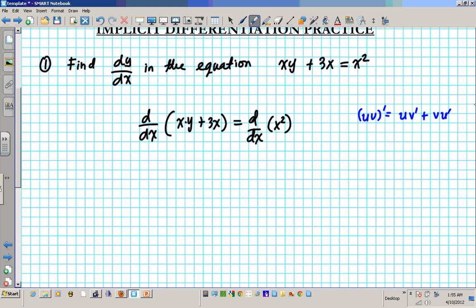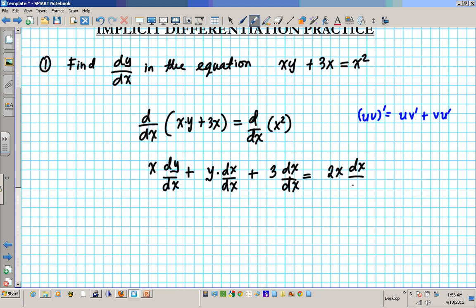So that's what we're going to do here. x is my u, so x comes first, times the derivative of y, which is 1 times dy/dx, plus, now we do the reverse, y times the derivative of x, which is 1 times dx/dx. Plus the derivative of 3x, which is just 3 using the constant rule, times dx/dx, equals, and here using the power rule, 2x, the derivative of x squared, times dx/dx.